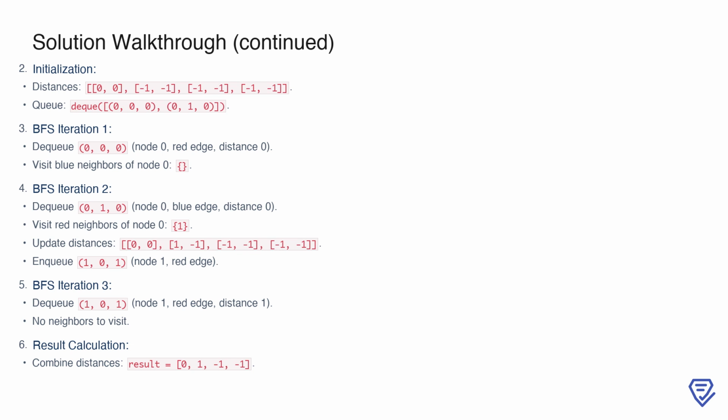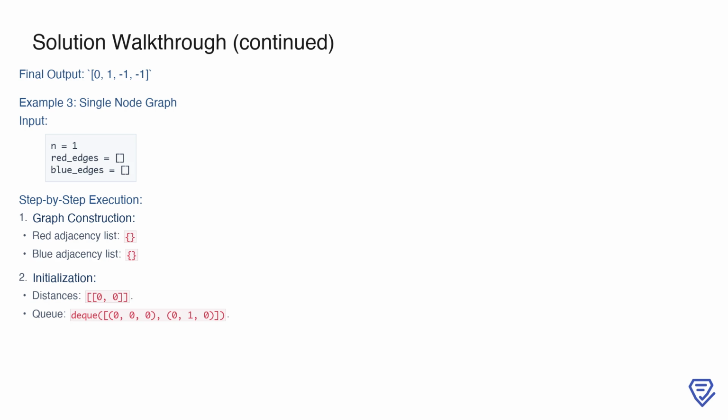Finally, we calculate the result array. For this disconnected graph, we combine the distances to form the result. Node 0 is the starting point, so its distance remains 0. Node 1 is reachable via a red edge with a distance of 1. Nodes 2 and 3 are part of a separate component and are unreachable from node 0, so their distances remain -1. This gives us the final result array [0, 1, -1, -1].